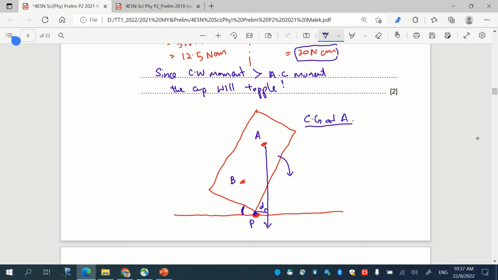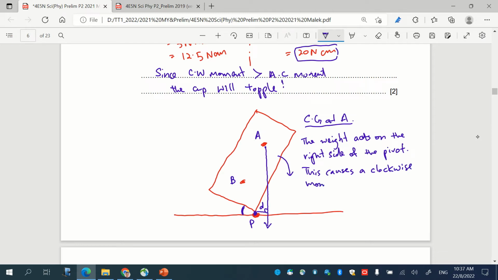If CG is at A, the weight acts on the right side of the pivot. This causes a clockwise moment. Hence the box topples.